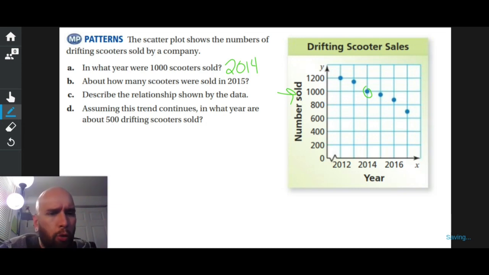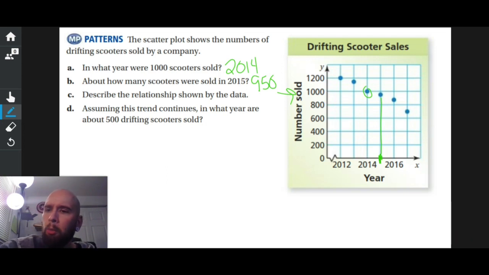About how many scooters were sold in 2015? Well, here's 2015, even though the number is not there. It looks like it's between 800 and 1,000, but much closer to 1,000. So we'll say 950. It's a good estimate. And the key word there is about.